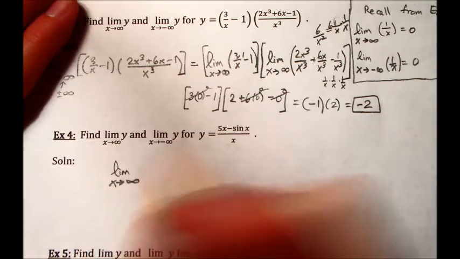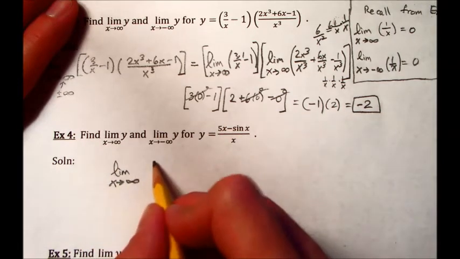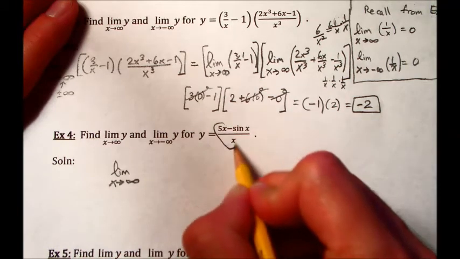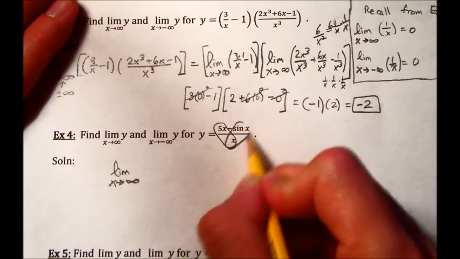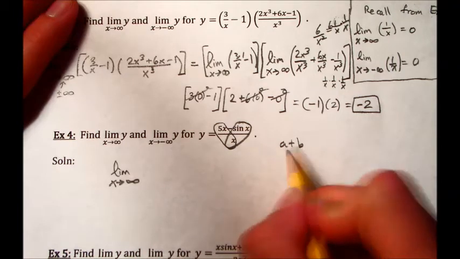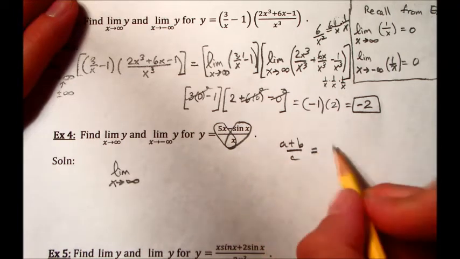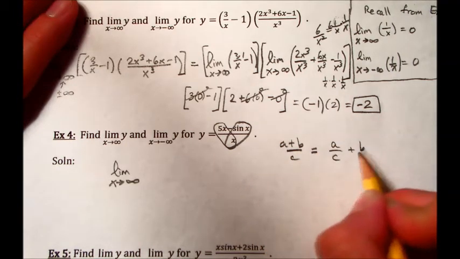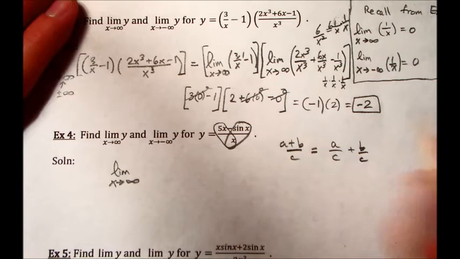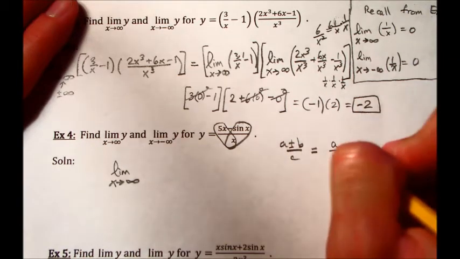We'll just go with infinity. We can talk about negative infinity at the end like we did last time. Let's break this up. Remember, with a fraction, a plus b over c can be split into a over c plus b over c. And if there's a minus here, same here.